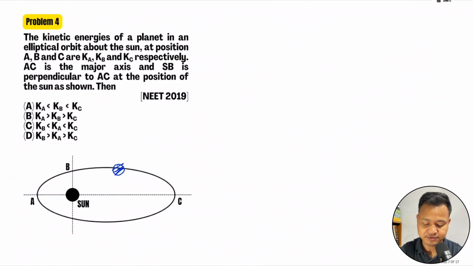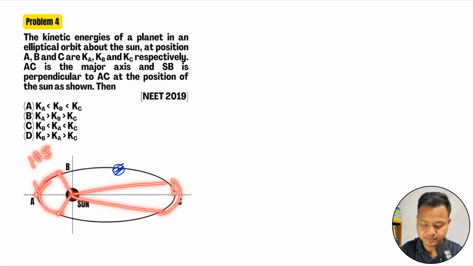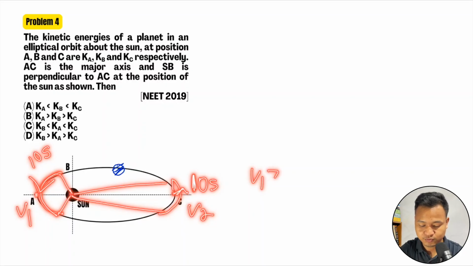Here, point A to C has a value. See, if I want to go from here to here, let's say it takes hypothetically 10 seconds. Imagine you go from here to here to here, it takes 10 seconds. So if this is v1 and this is v2, then we know that v1 is greater than v2.